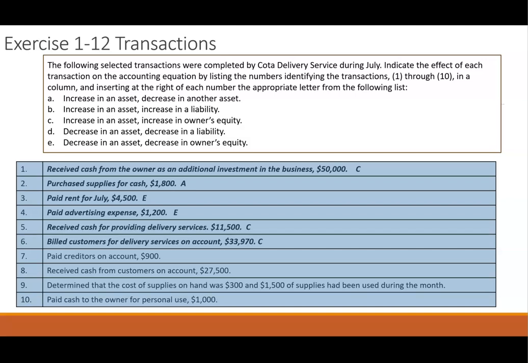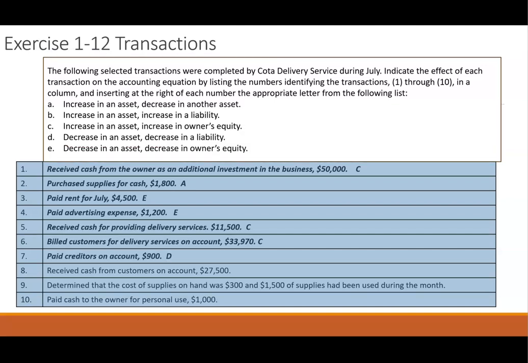Billed customers for delivery services on account. So you're increasing owner's equity and you're increasing an asset called accounts receivable. You don't have the cash yet, but we have accounts receivable, which is an asset. That's C.